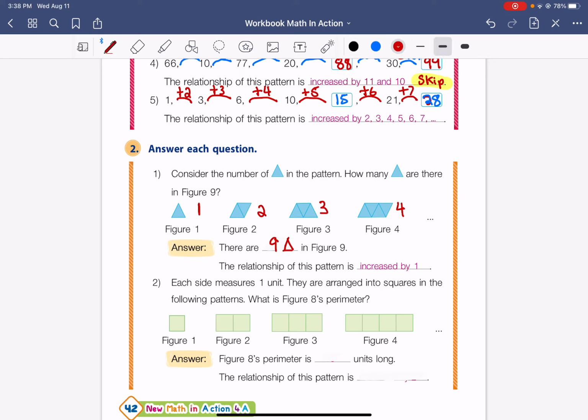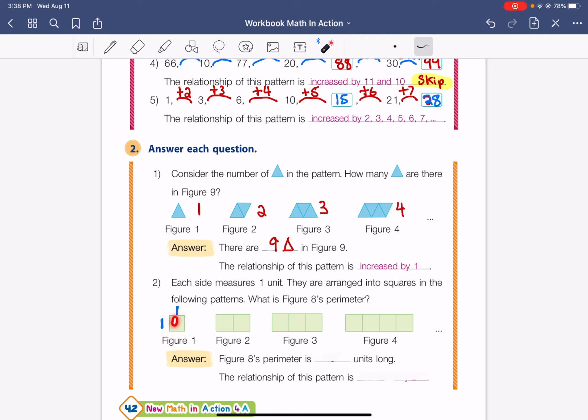So number 2. Each side measures 1 unit. So they're saying each side is 1. They arranged into squares in the following patterns. What is figure 8's perimeter? All right, perimeter is the outside. We add up the sides. 1, 2, 3, 4, right? This is 4. Let me write that down.